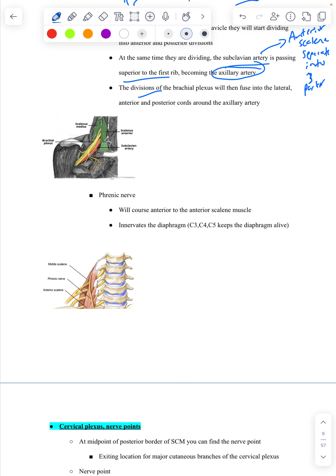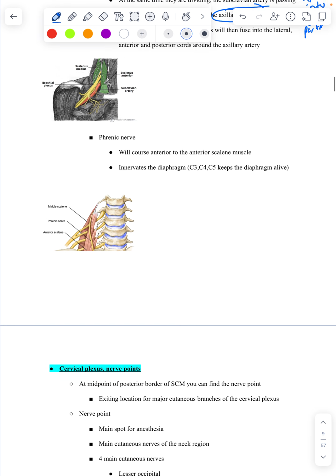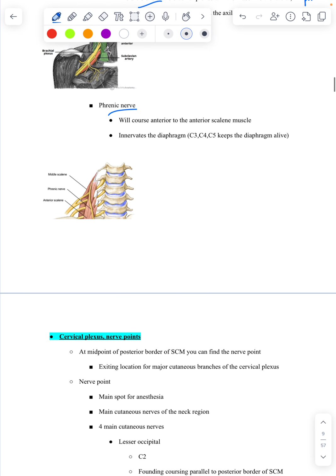And then we talked about the divisions of the brachial plexus. And then we already said this, but the phrenic nerve goes anterior to the anterior scalene. This is your C3, C4, C5. Keeps the diaphragm alive.